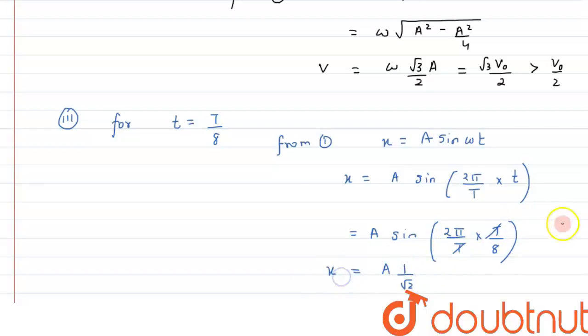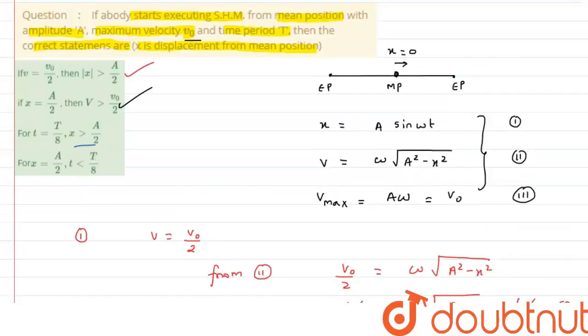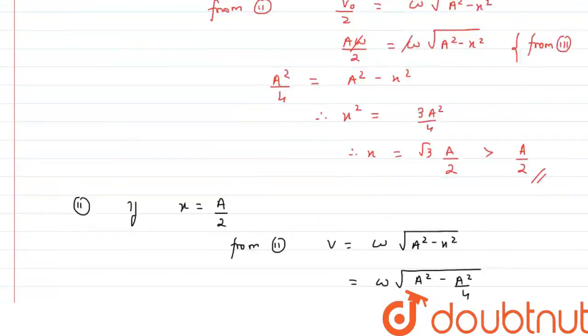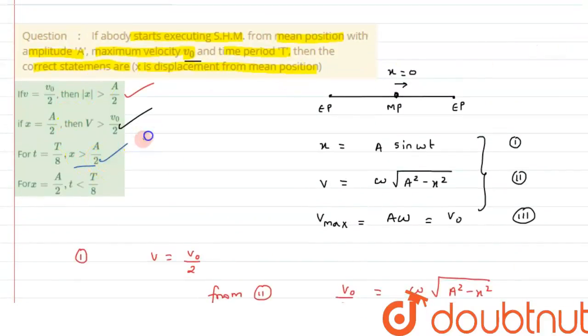So this is the value of x we are getting, and if we compare with the option, we can say it is again greater than a by 2, because the value of root 2 is 1.41. So this value will be greater than a by 2. So we can say option C is also correct.